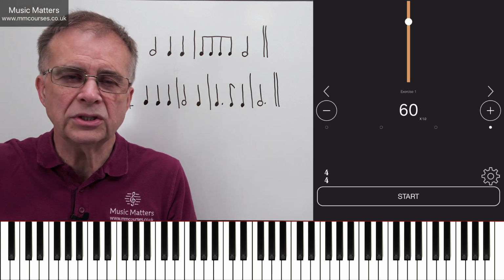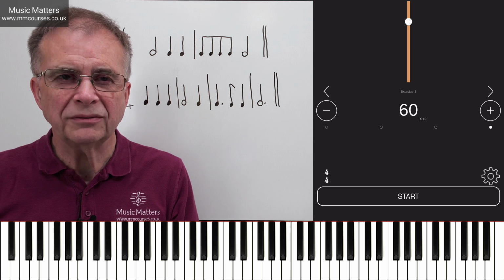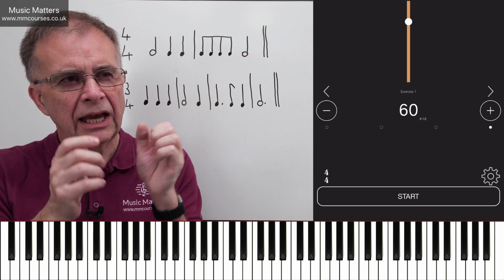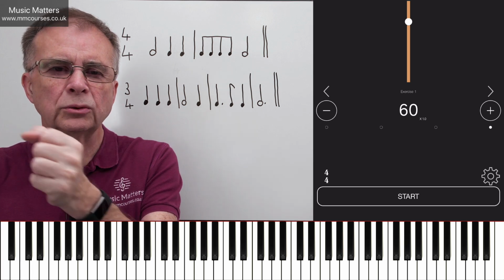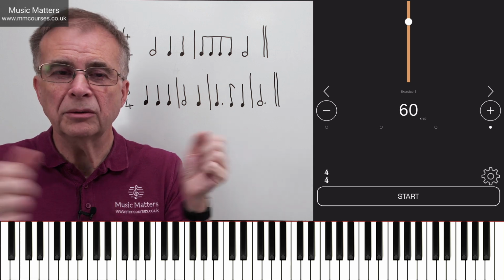Now, of course, in real musical life, we don't have a piece where the whole rhythm is made up of quarter notes or eighth notes or half notes. We have a mixture of these things. And so one reason for practicing what we're doing here is to get used to those individual units, so that then you'll have the confidence to combine them.